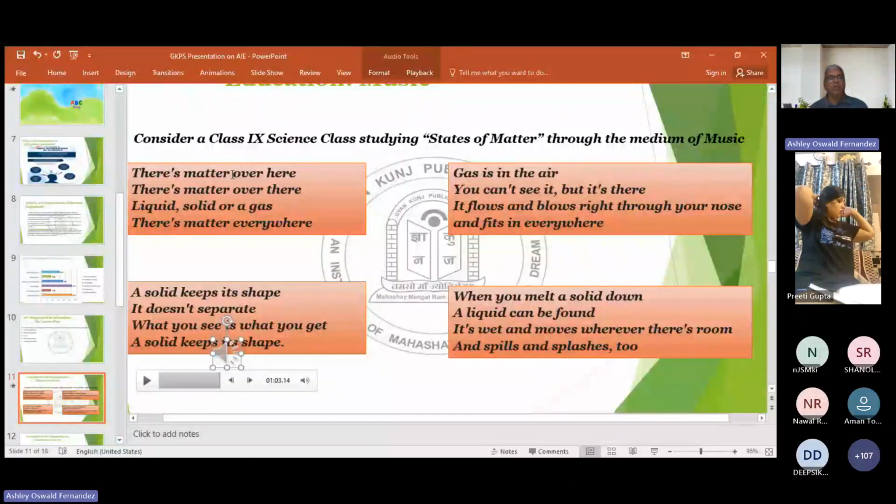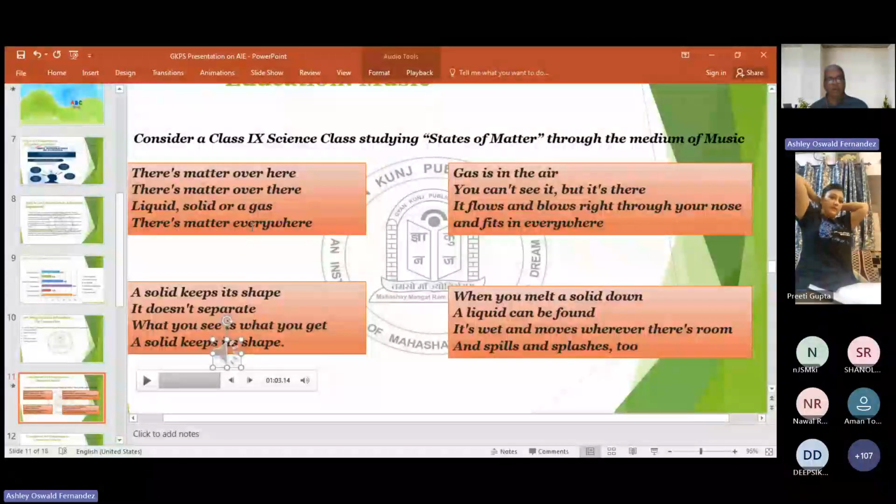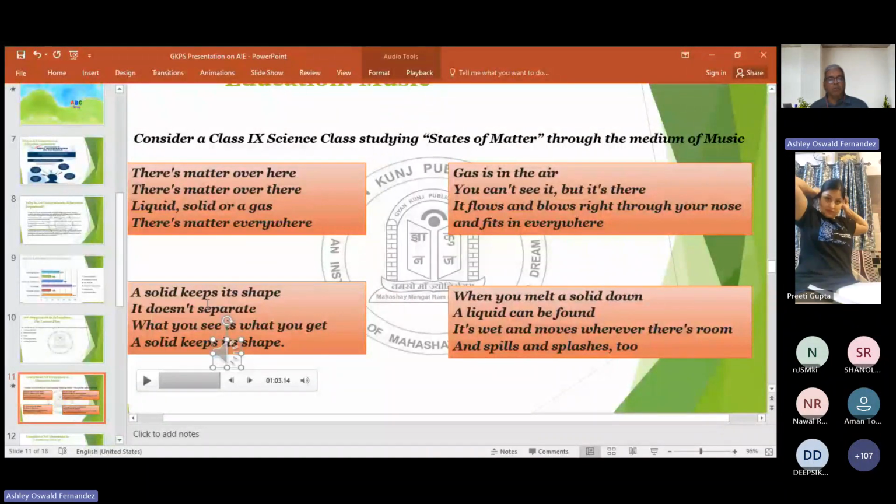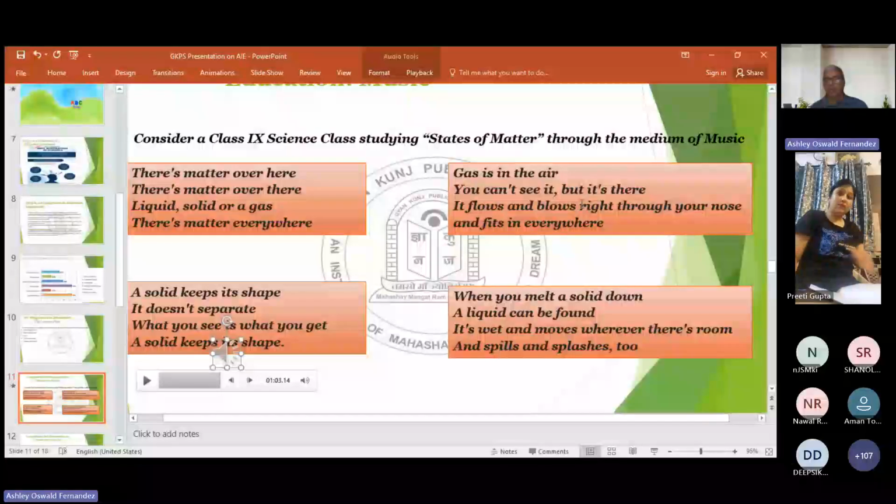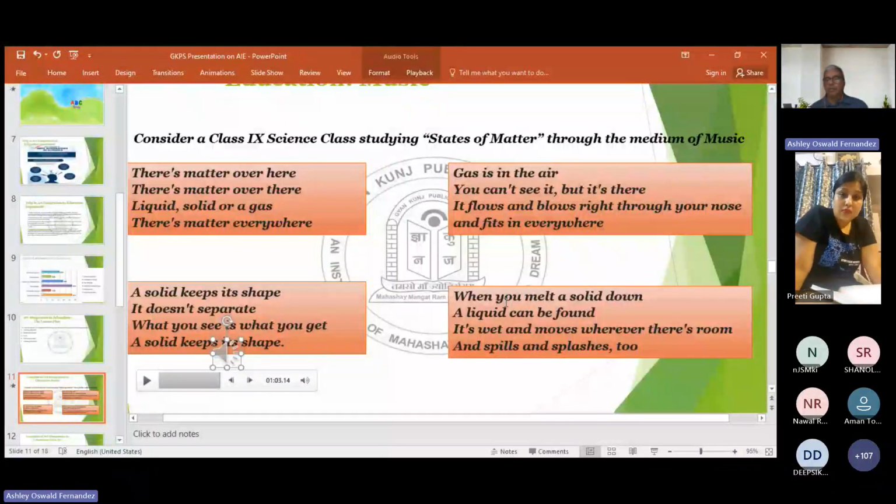There's matter over here, there's matter over there. Liquid, solid, or a gas, there's matter everywhere. A solid keeps its shape, it doesn't separate. What you see is what you get. A solid keeps its shape. A gas is in the air. You can't see it, but it's there. It flows and blows right through your nose and fits in everywhere. When you melt a solid down, a liquid can be found. It's wet and moves wherever there's room, and spills and splashes too.